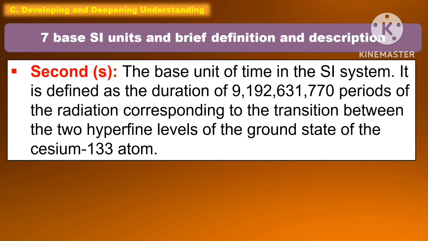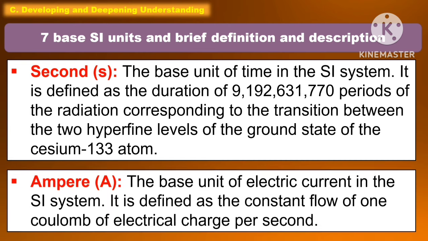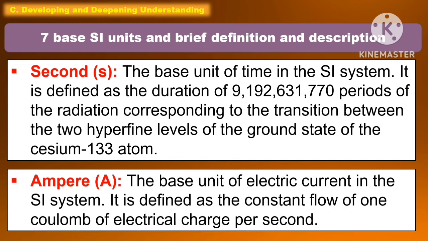It is defined as the duration of 9,192,631,770 periods of the radiation corresponding to the transition between the two hyperfine levels of the ground state of the cesium-133 atom. Another SI unit is the ampere, the base unit of electrical current in the SI system. It is defined as the constant flow of one coulomb of electrical charge per second.